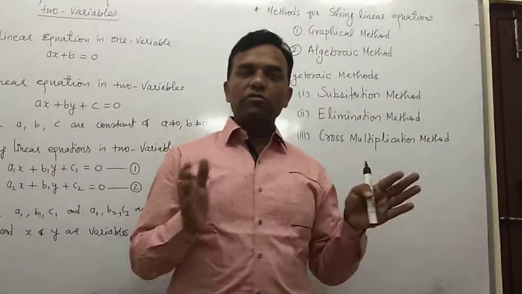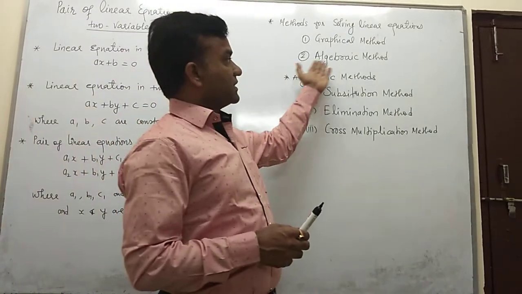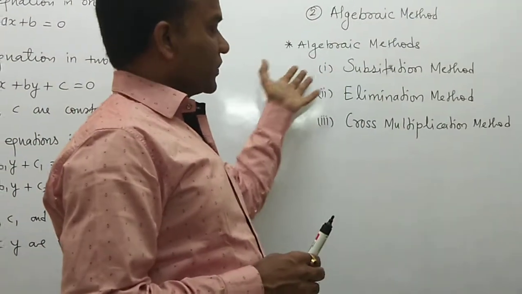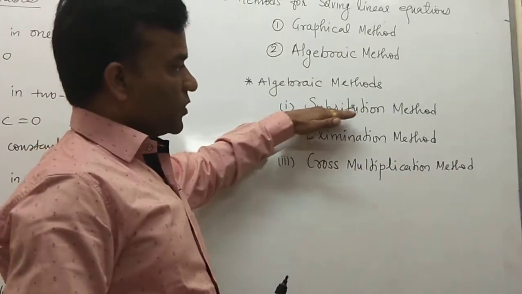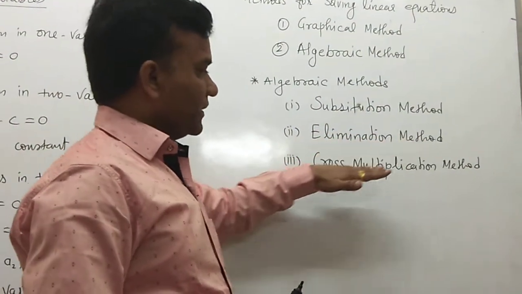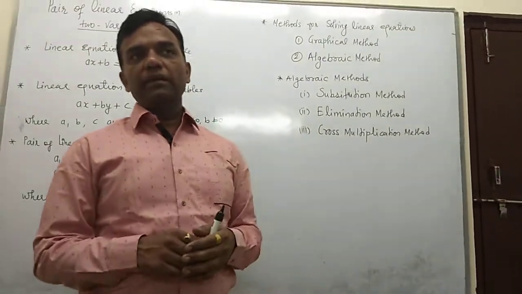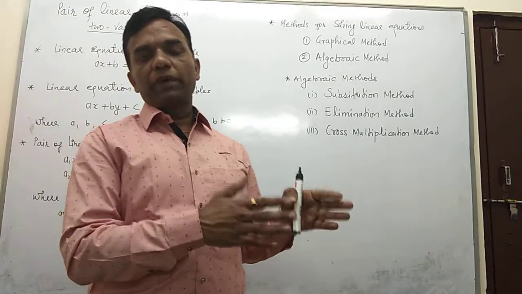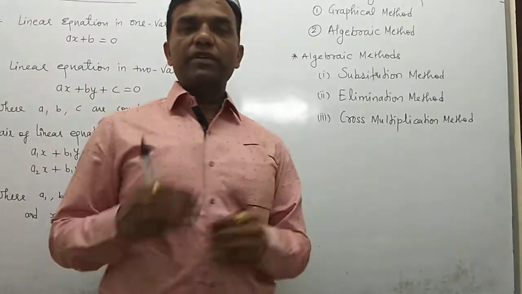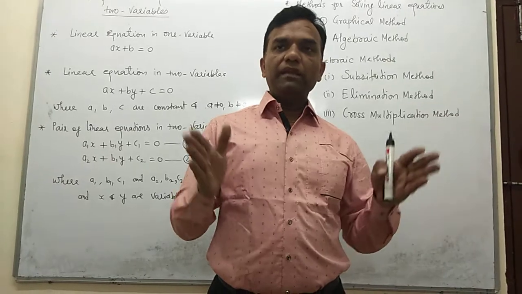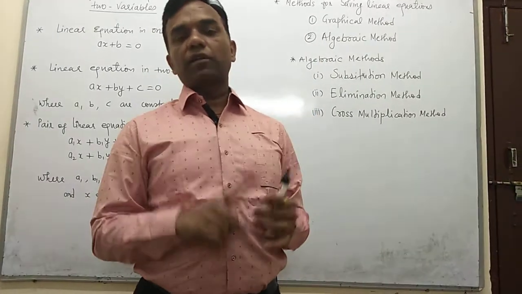Graphical method means you draw the equations on the graph and then you get the solutions. The other is algebraic, which has three different methods: substitution method, elimination method and cross multiplication method. So basically in your syllabus there are four types of method. One is graphical, the other is algebraic, which is divided into three parts: substitution, elimination and cross multiplication. So mainly there are four methods: graphical method, substitution method, elimination method and cross multiplication method.